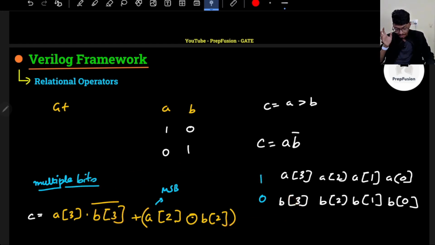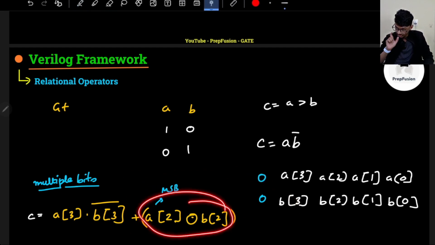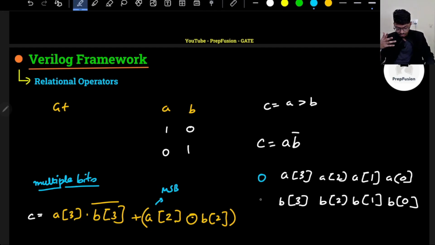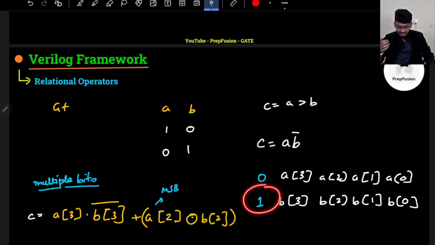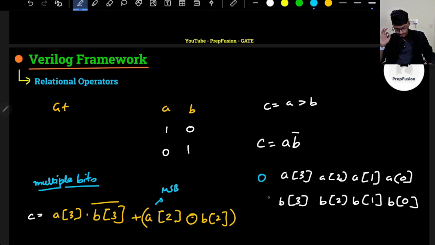But let's say they are equal. If they are equal, then I will check something else. But let's say they are not equal. If the MSB of B is 1, do I need to check the other bits? No, right? By just observing, I can say that A will not be greater than B, B will be greater than A. So I don't need to check. Just keep this in mind, I will explain this in a bit. For now, let's do the equality.